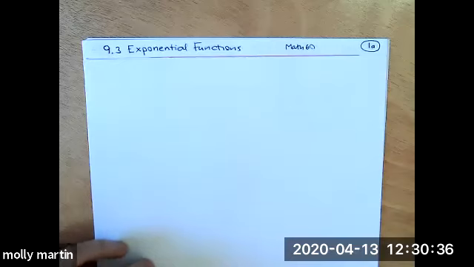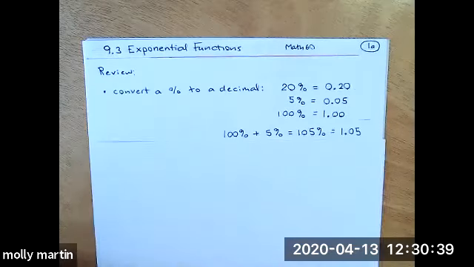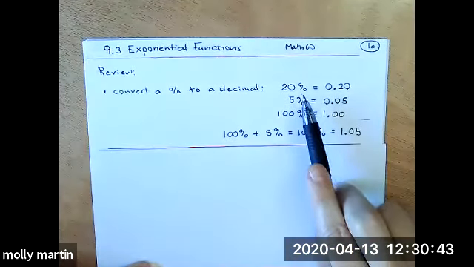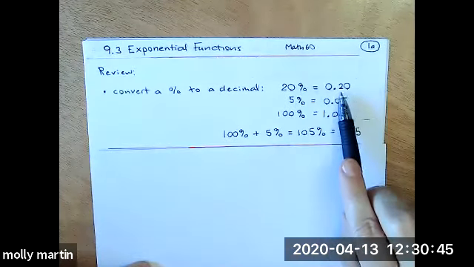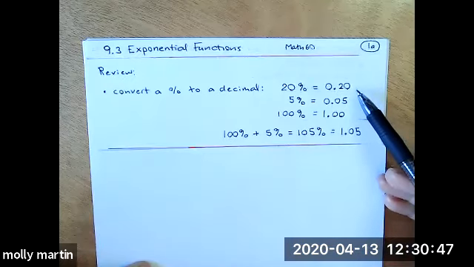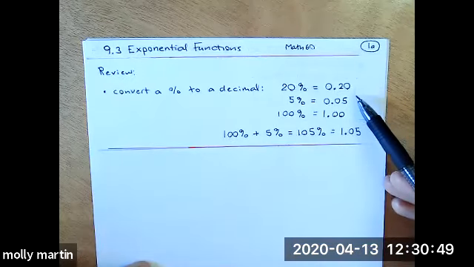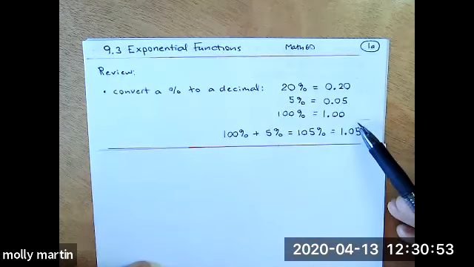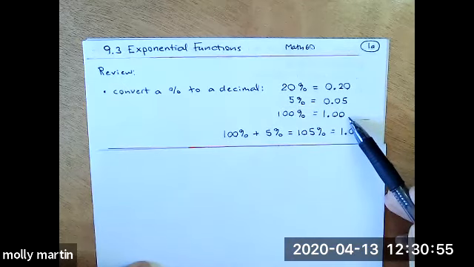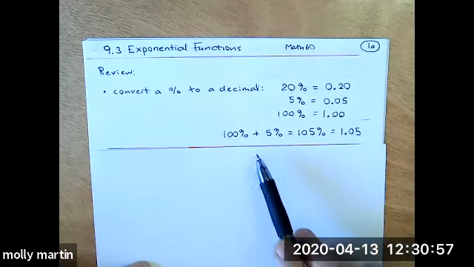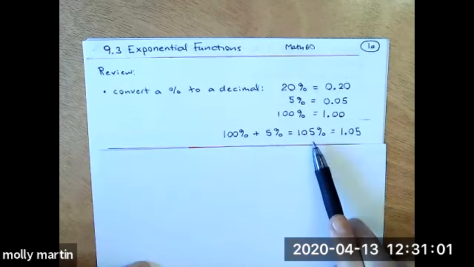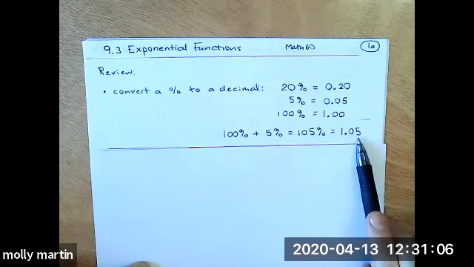Exponential functions. A little review. To convert a percent to a decimal, you move the decimal point 2 places to the left. So 20% is 0.2, 5% is 0.05, 100% is 1.00. Adding 100% to 5% gives you 105%, which is 1.05 as a decimal.